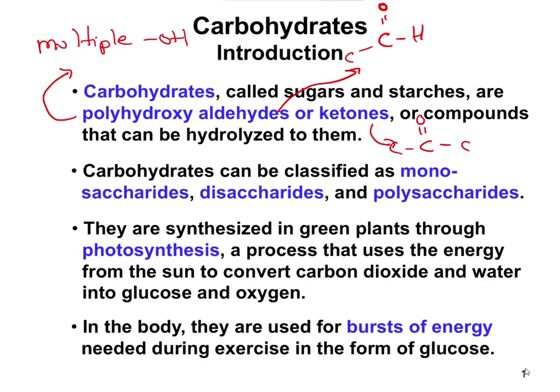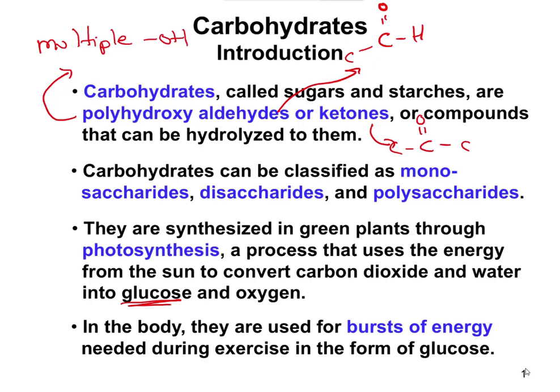Carbohydrates are actually synthesized in photosynthesis. So within photosynthesis, plants mainly make 6-carbon sugars, but in the process of making 6-carbon sugars, they actually make shorter sugars as well. But the whole point of plants taking in sun and carbon dioxide, so plants take in CO2 and they use energy from the sun to make water, as well as glucose, which is one of the sugars, as well as oxygen. Physiologically, for us humans, we use these carbohydrates for bursts of energy that we need during exercise and for a lot of other things we do throughout the day.